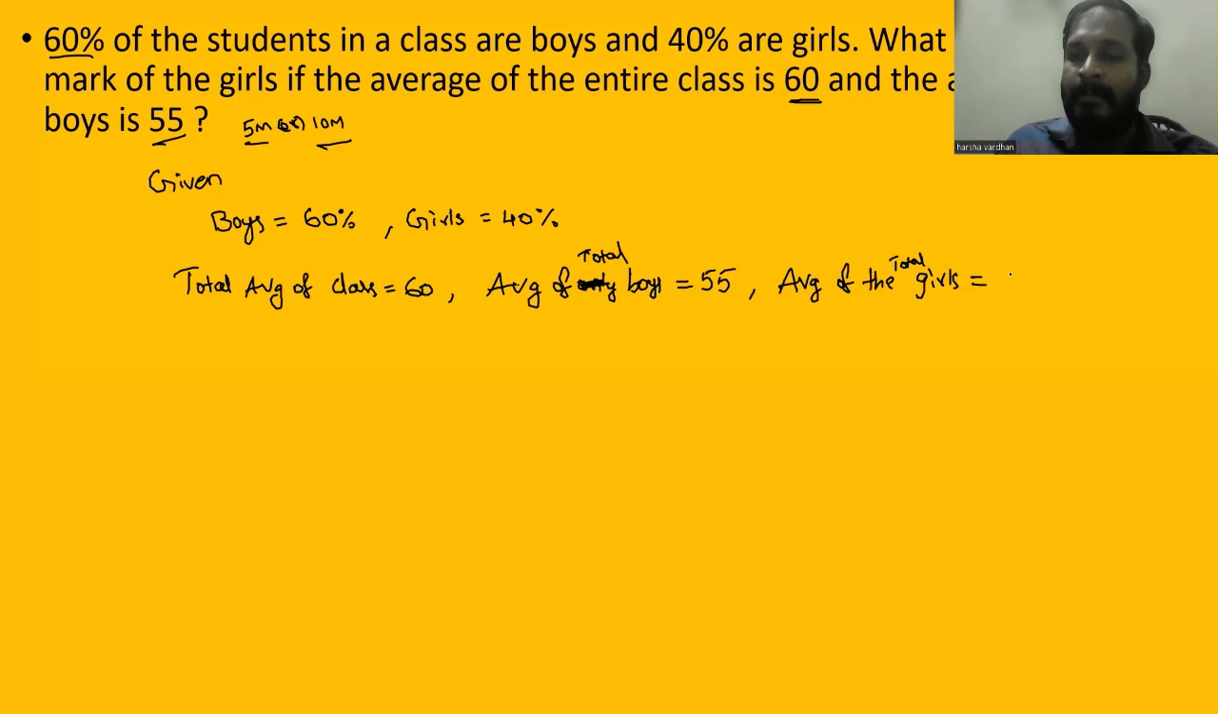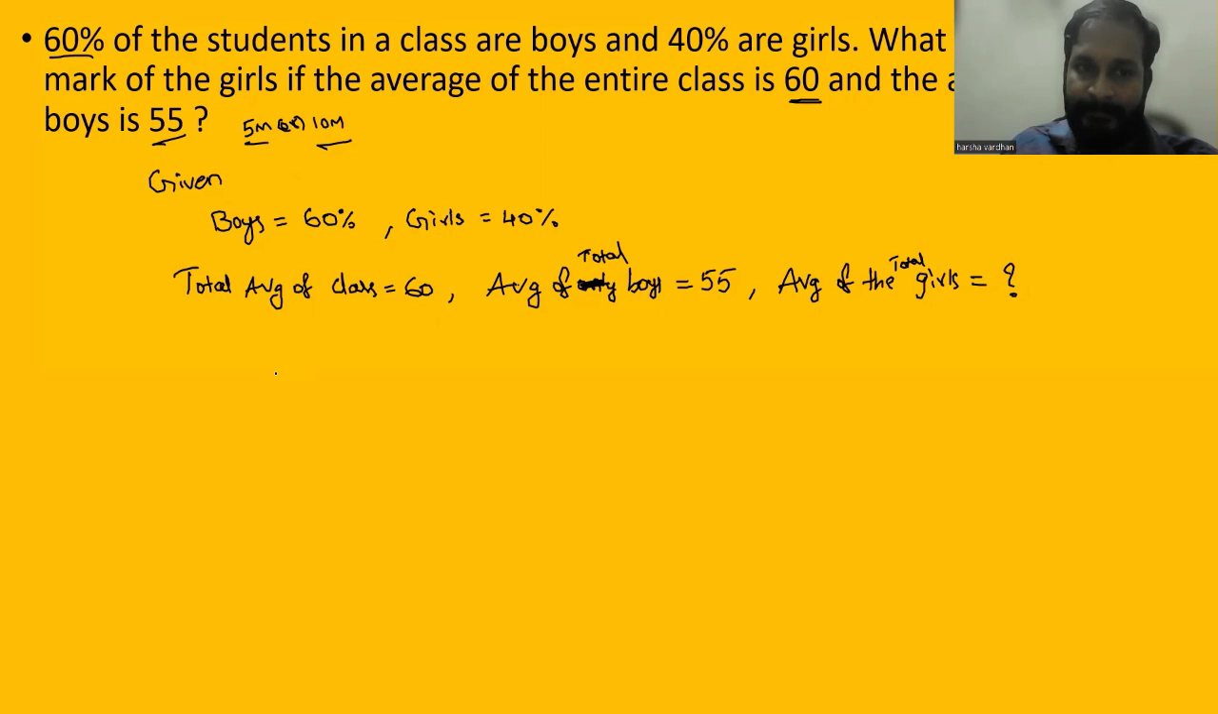Okay. We will put that as a question mark. Later we will see. Okay, this is a given thing: boys, girls, total average of the class, average of total boys, average of total girls. These are the things which they have given us.